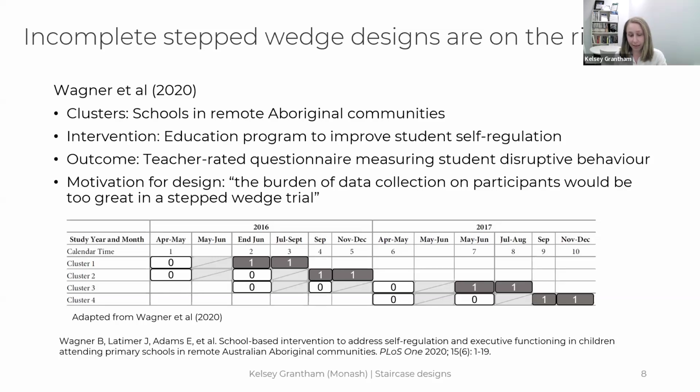The researchers stated that the burden of data collection on participants would be too great in a stepped wedge trial, and they also noted that it would have been too costly and also infeasible geographically to require each school to be involved in all periods of the trial.